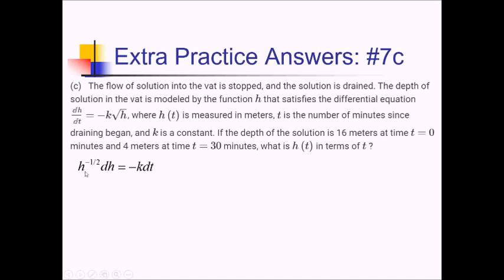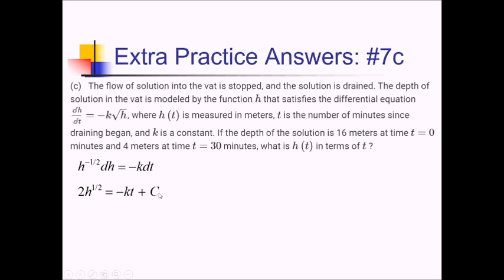So on the left side, using the reverse power rule, this bumps up to a positive 1/2. Dividing by that, we're really multiplying by the reciprocal, 2. So that's going to be 2h to the 1/2. And on the right side, this is now going to be negative kt plus c. So we used our reverse line rule there. And at this point, I have to solve for c as best I can.